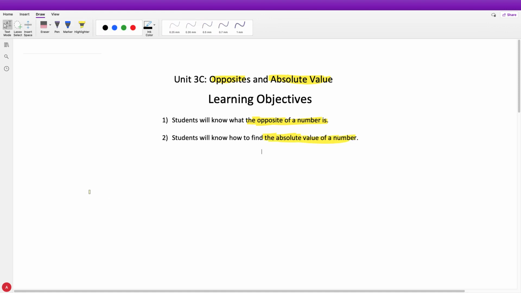Now, we have already talked about the opposite of a number earlier this year, so it is something that we can go through pretty quickly. And we're going to see how it relates to the absolute value and how it's similar in a way in what we're thinking of. It's not exactly the same, but it does have similar concepts. And we'll discuss that in a moment.